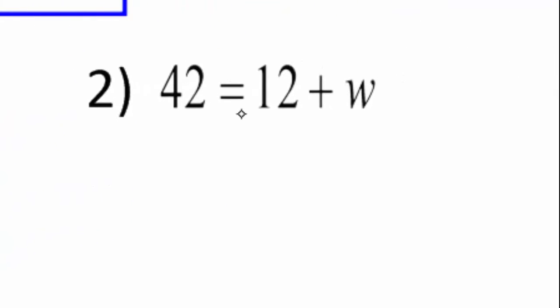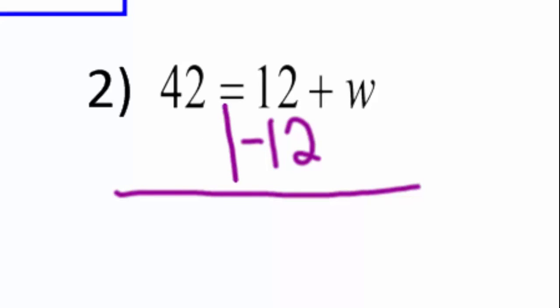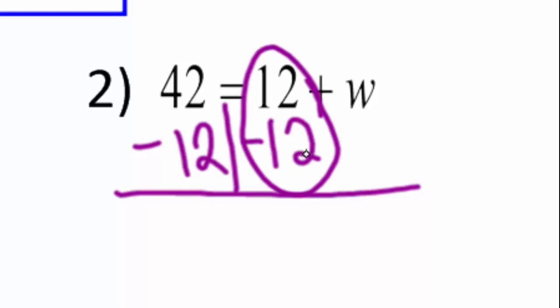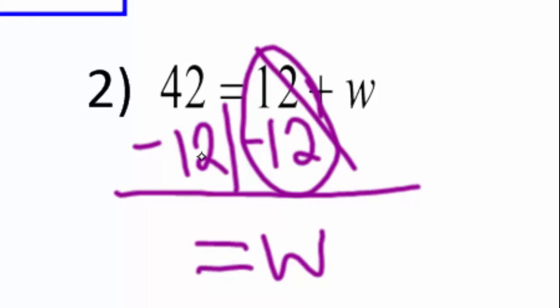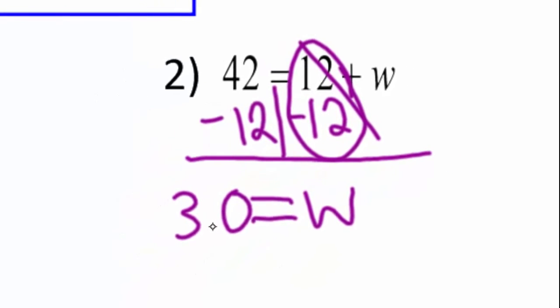In this next example, 42 equals 12 plus w. Here I'm going to start working on the right side of the equal sign because that's where my variable is. And the constant that's with this variable is a positive 12. So to zero out a positive 12, I'm going to subtract 12. But what I do to one side of the equal sign, I have to also do to the other. So we can see here 12 minus 12, this is 0. So on the right side of the equal sign, I have w. Bring down my equal sign, 42 minus 12 is 30.